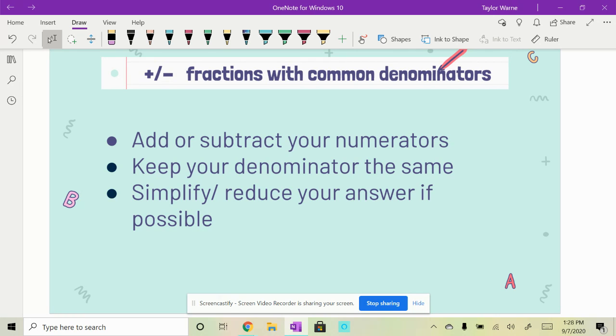The first thing you're going to do is follow the operation that's given to you by adding or subtracting your numerators. Then you are going to keep your common denominator the same. Then whatever your result is, you need to check to see if it can be simplified any further in order to get your final answer.